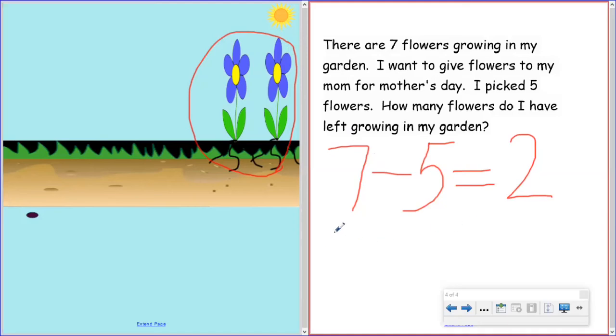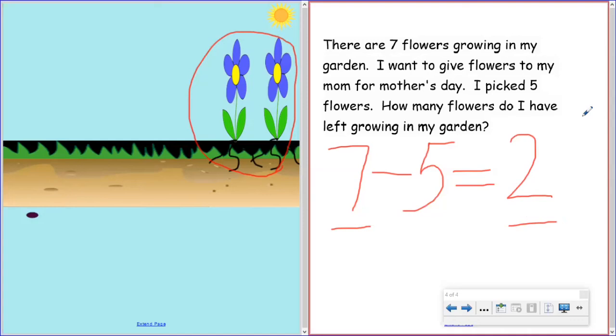I noticed that I started with 7 flowers, but now I only have 2 flowers. What happened to the number? The number went down. And why did the number go down? Because I was doing subtraction. I was taking away. And when you take away, the number goes down. Very good.